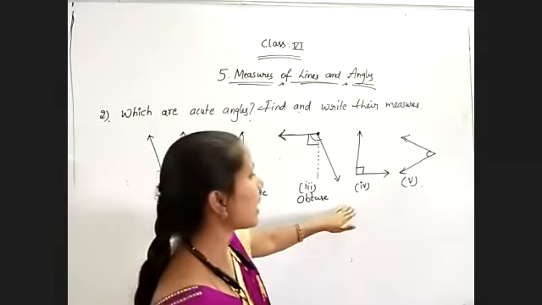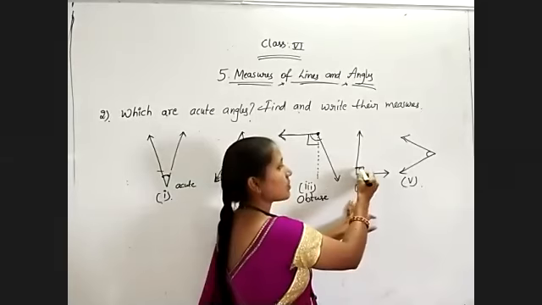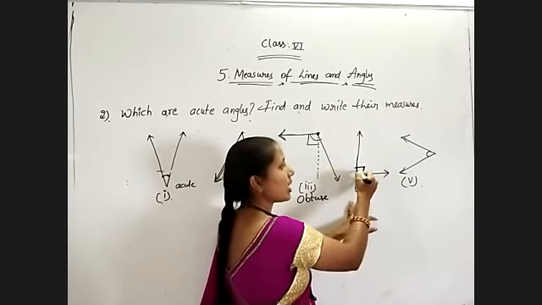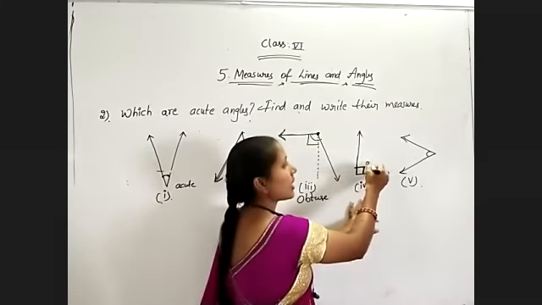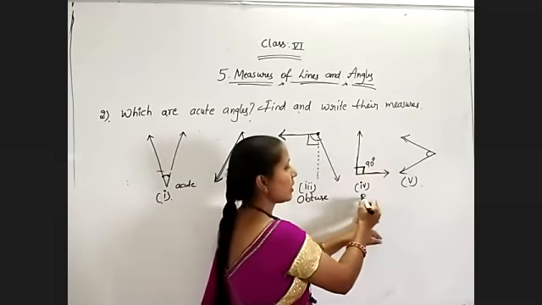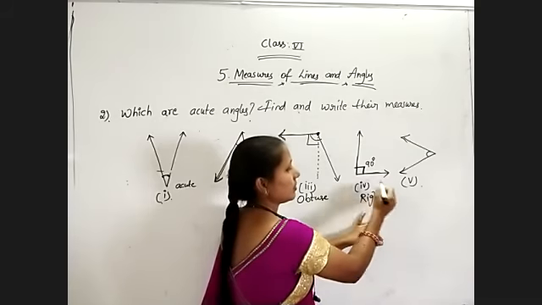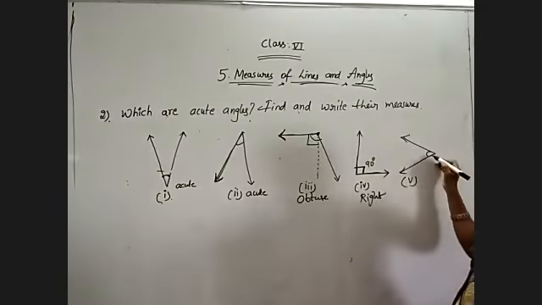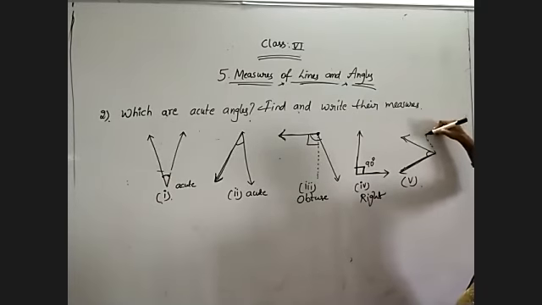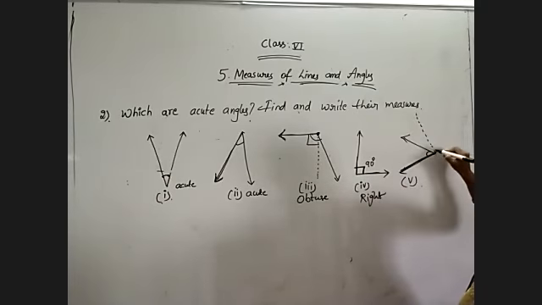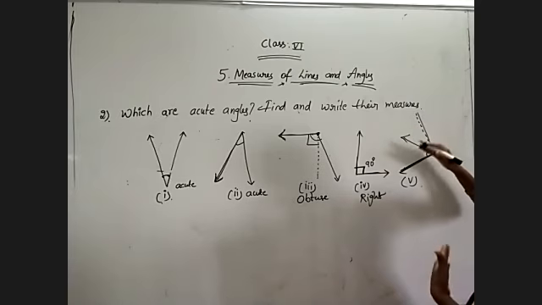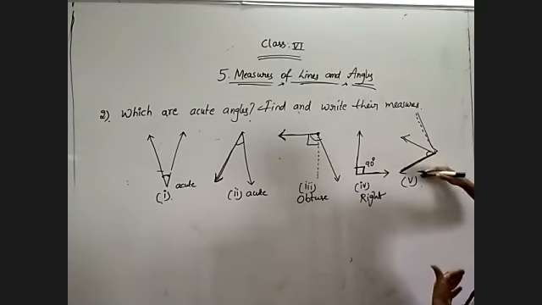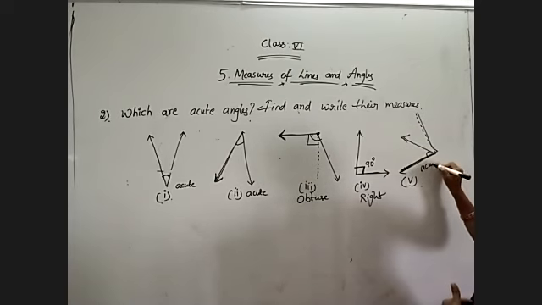Okay, and coming to the fourth one. Just observe, they have given the indication in an L shape. So it is 90 degrees, a right angle. And coming to the fifth one, observe here. Select any one of the arms and try to construct a 90 degrees line. So this is an L shape. Now the other arm of the angle is lesser than 90, so it is an acute angle.